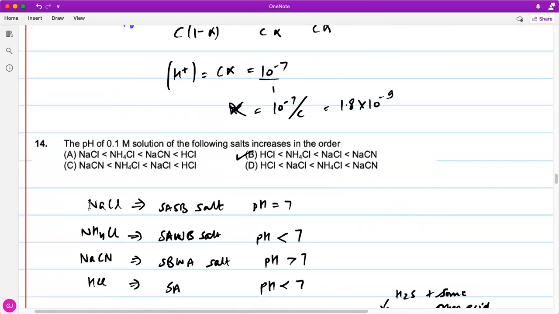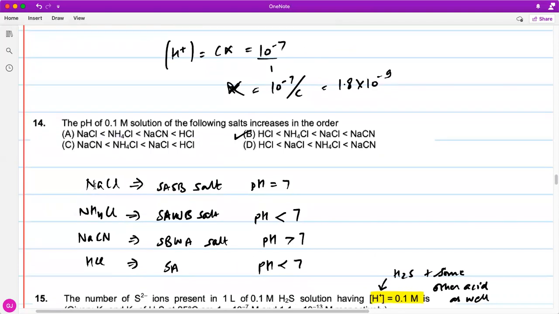Then the 14th question is all about identifying which category the compounds belong to, and subjectively taking a guess of whether the pH is going to be more than 7 or less than 7. That gives you a very clear picture of how the pH of these species would be in an increasing order.